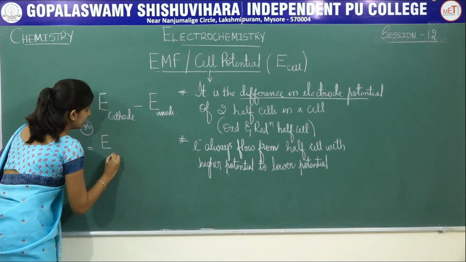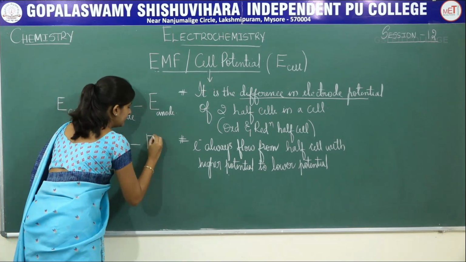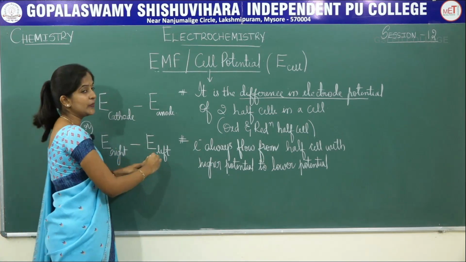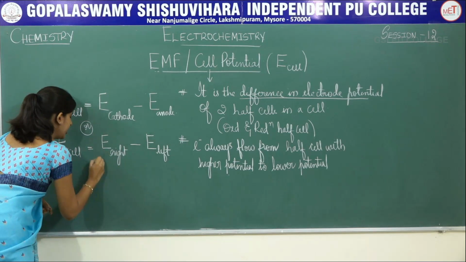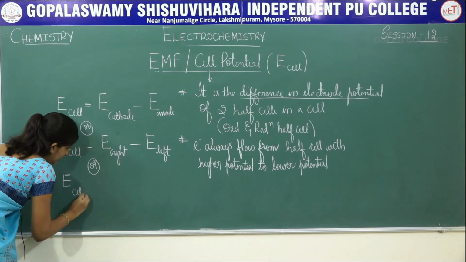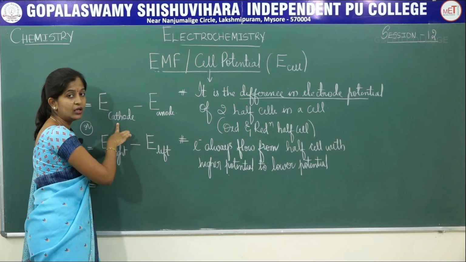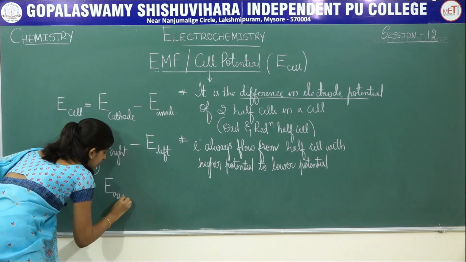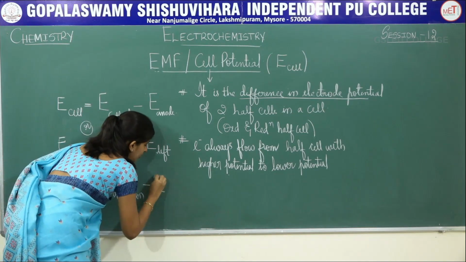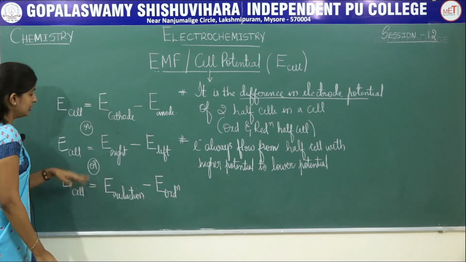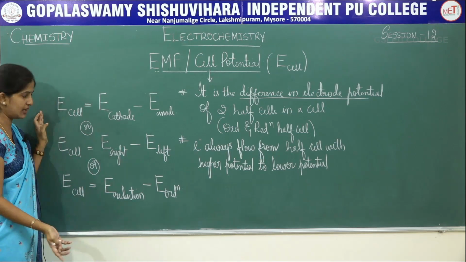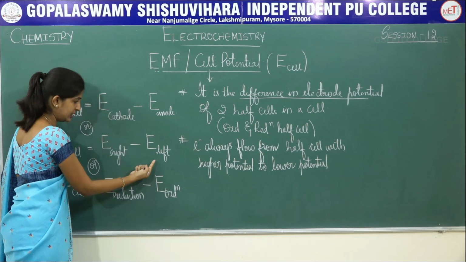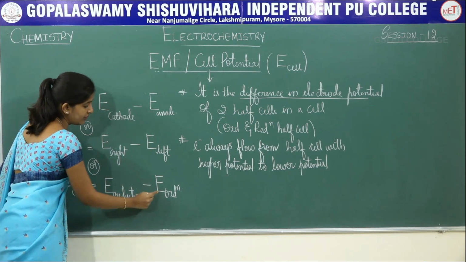So I can write it as E right minus E left. That is the electrode potential of the right hand side electrode minus the electrode potential of the left hand side electrode. Or you can also write it as: E cell is equal to right side cathode, where reduction is happening, minus left side anode, where oxidation is happening. So E reduction minus E oxidation. These are the three things you can find in different textbooks, which mean one and the same: E cathode minus E anode, or E right minus E left, or E reduction minus E oxidation.